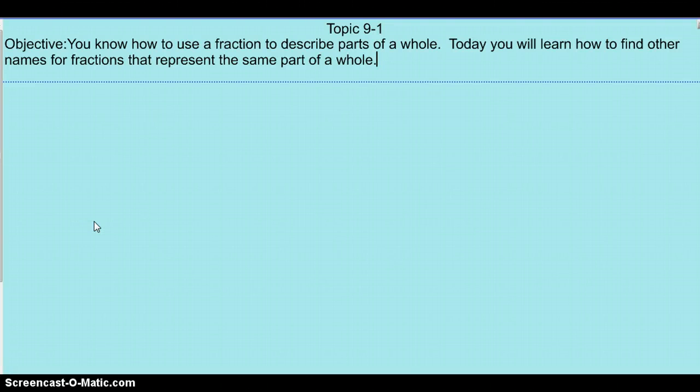Topic 9.1. Objective. You know how to use a fraction to describe parts of a whole. Today, you will learn how to find other names for fractions that represent the same part of a whole. Please write this in your math spiral now.